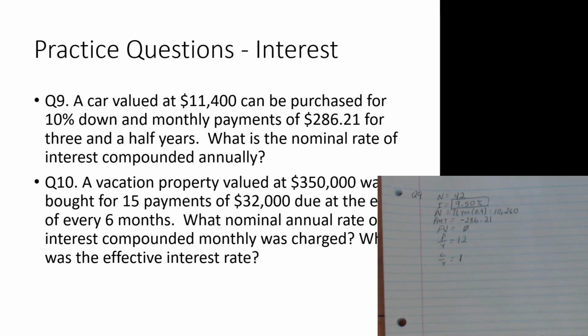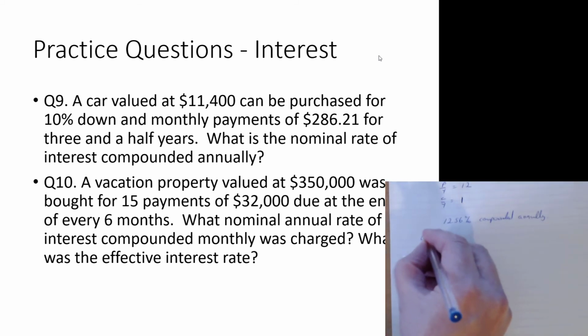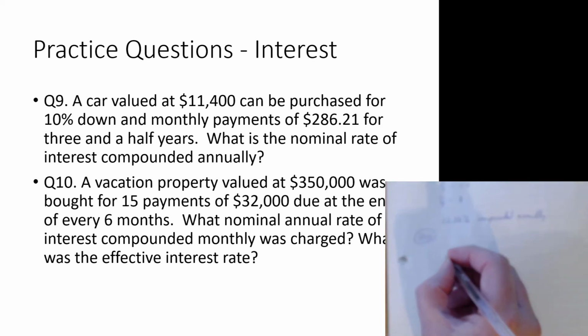On to question number 10. Question 10, our last question of this particular unit. A vacation property valued at $350,000 was bought for 15 payments of $32,000 due at the end of every 6 months. What nominal annual rate of interest compounded monthly was charged? What was the effective interest rate? Ooh, cool. Little wrinkle on this one. So we do want the nominal interest rate, just like we found with question number 9, and then we're going to take it a step further and find the effective rate of interest.